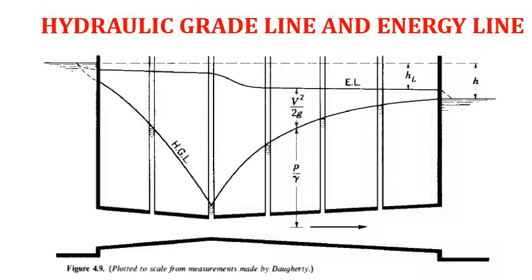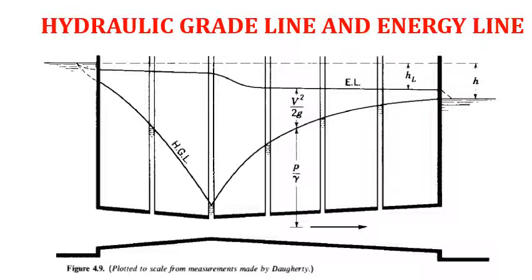So as we know, the rise of liquid in a piezometer tube represents the hydraulic grade line. So simply joining all the levels of liquid in the piezometer tubes, we will get this HGL, hydraulic grade line. And the difference between the energy line and the hydraulic grade line is actually the velocity head, v square over 2g.